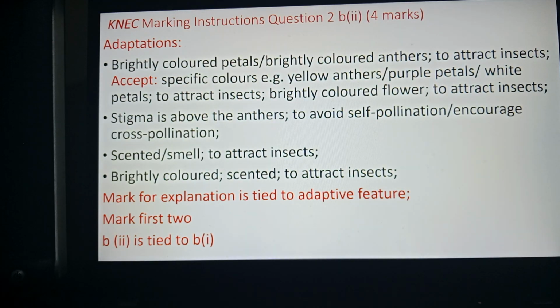Stigma is above the anthers to avoid self-pollination or encourage cross-pollination. Scented or smell to attract insects. Brightly colored or scented to attract insects. Mark for explanation is tied to adaptive feature. Mark first 2, but note that B2 is tied to B1. So if you fail B1, you cannot get B2.